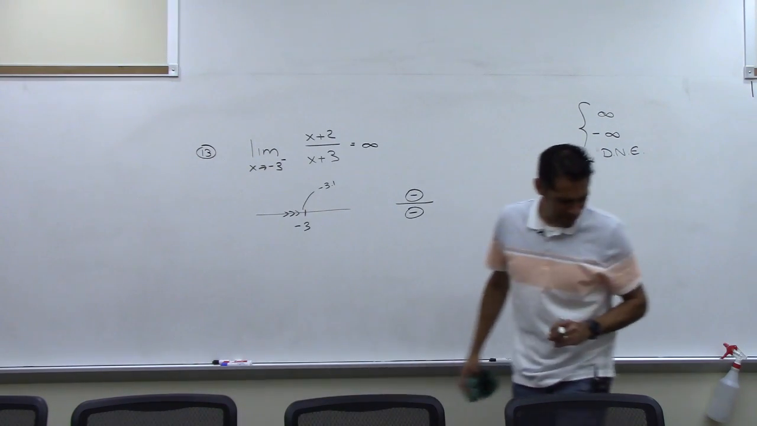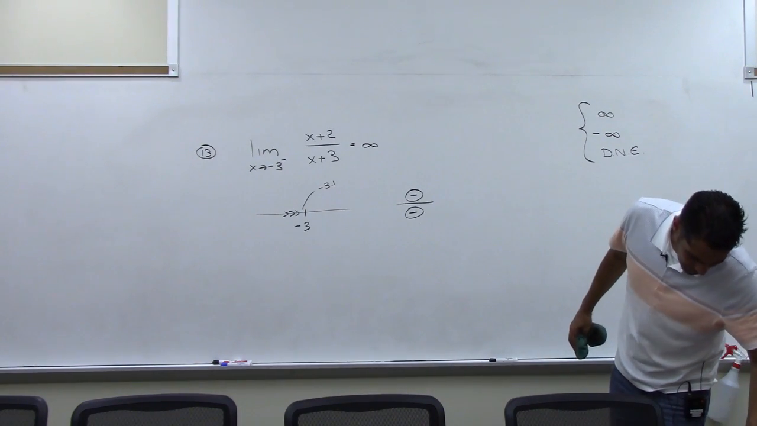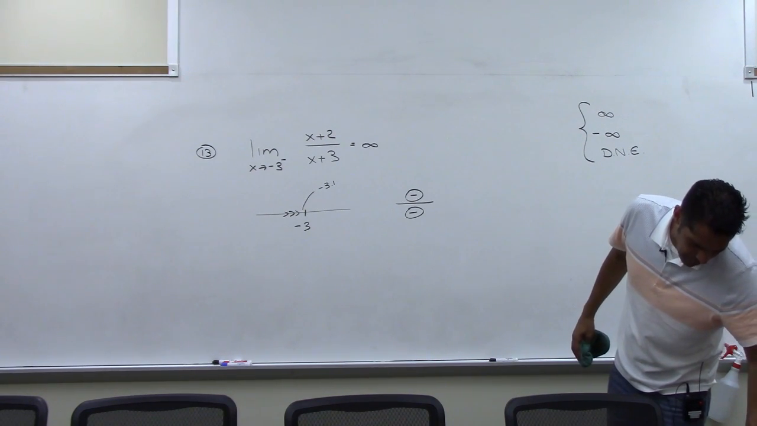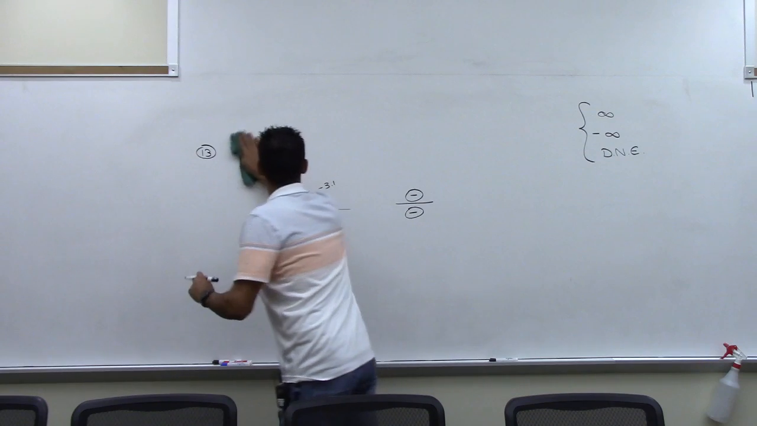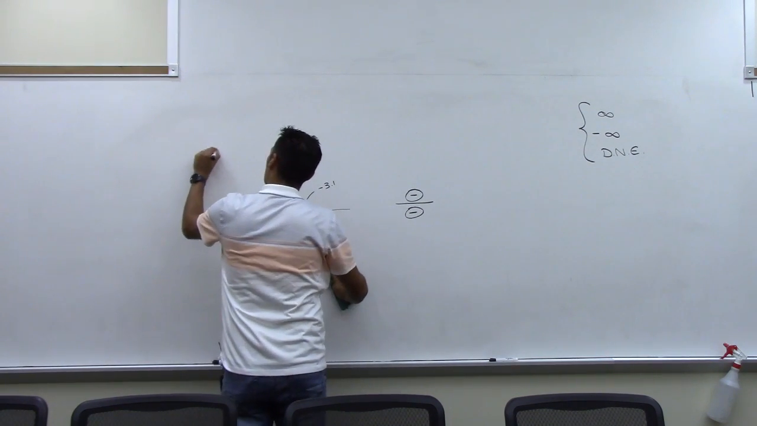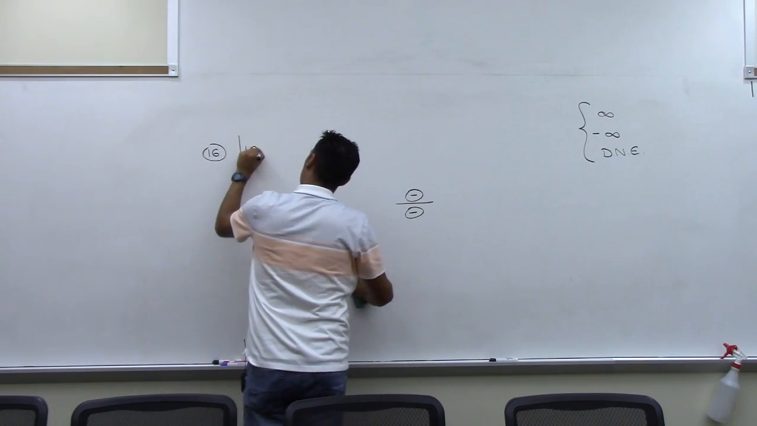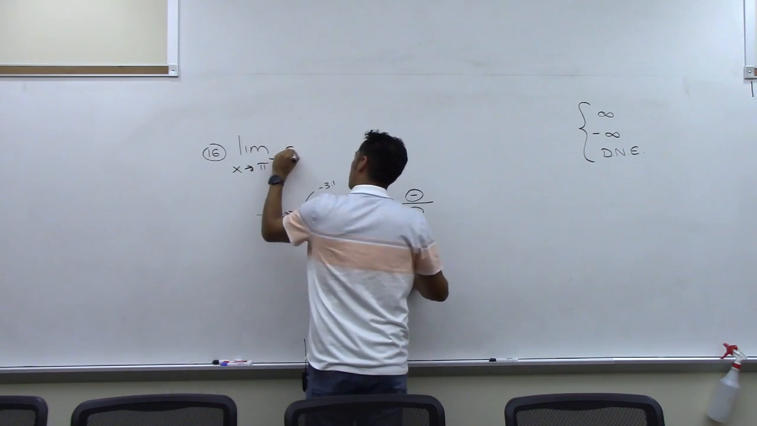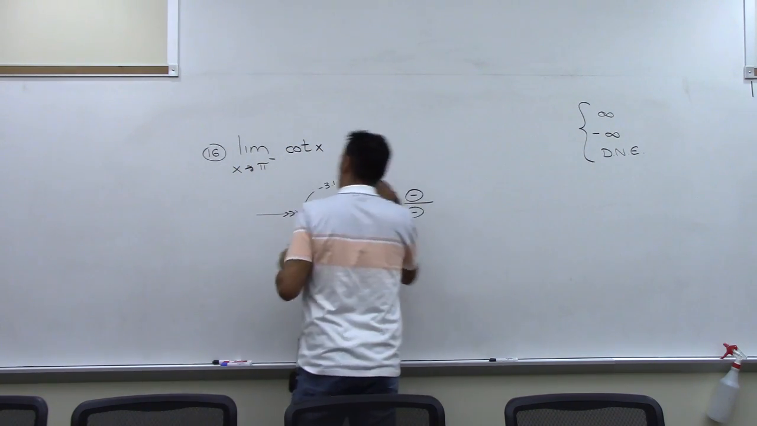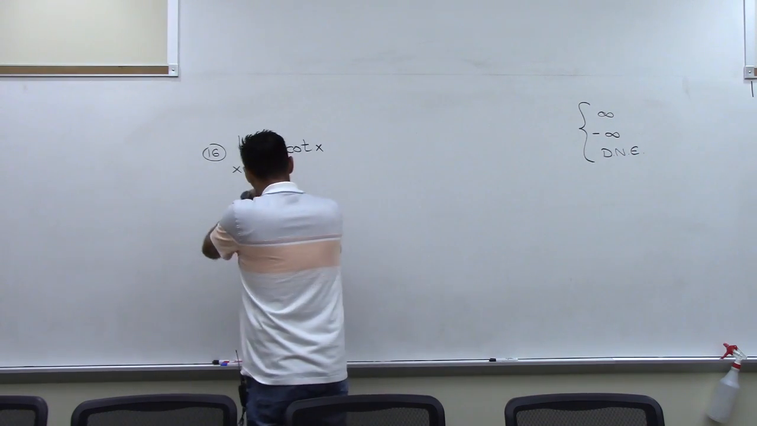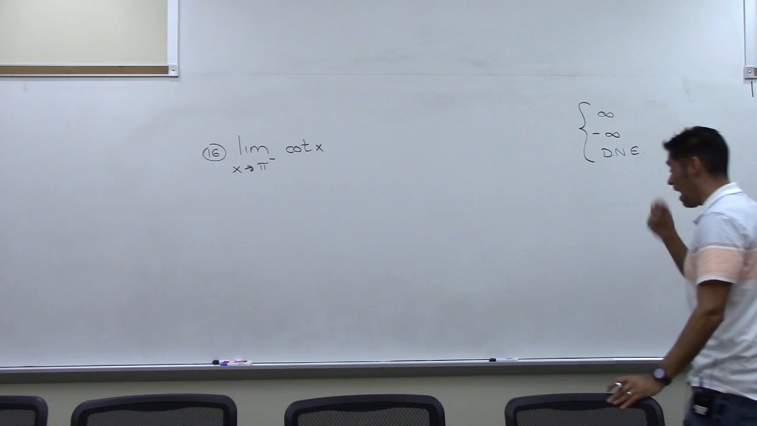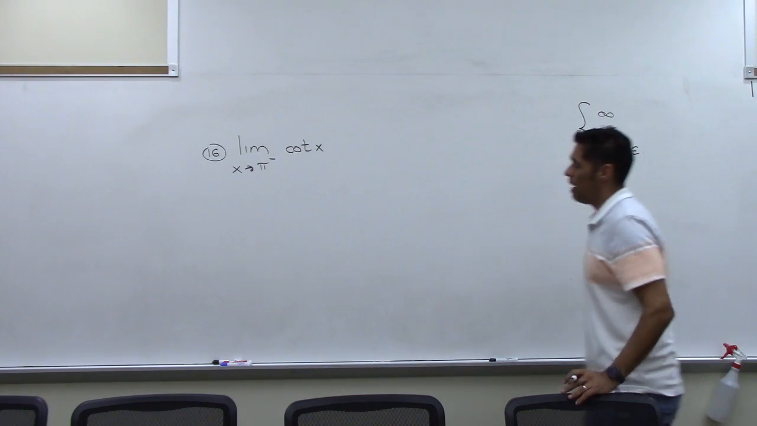All right, let's look at number 16. Limit as x goes to pi from the left of cotangent x. Now we could just go graph cotangent and take a look at it and see what's happening, but we're going to try and do this without graphing it.